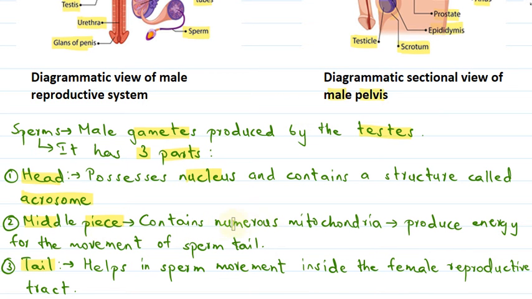Then the middle piece contains numerous mitochondria. These mitochondria help in producing energy that further helps in the movement of the sperm tail, and it thereby facilitates the movement of sperm inside the female reproductive tract, which is very essential for fertilization to take place. Then the third part is the tail of the sperm. This tail helps the sperm in its movement inside the female reproductive tract. Okay, so these are the different parts of the sperm.